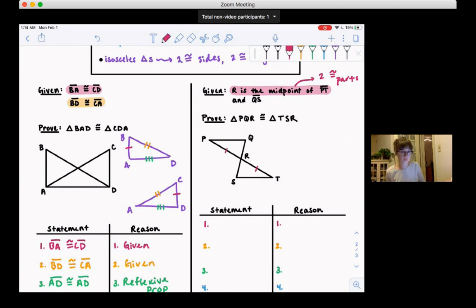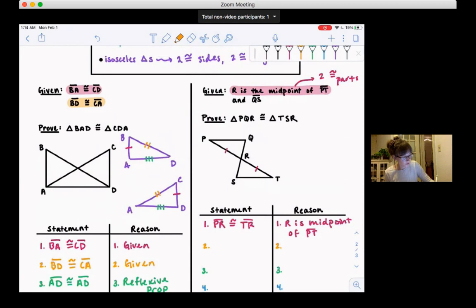I know it's two congruent parts, and now I can look and see, okay, this first part with the tick is just P to R. So in my proof, I'm going to write PR is congruent to the part with the other tick, which is TR. Okay, and my reason for that was R is the midpoint of PT. All right, so we got the first thing down.